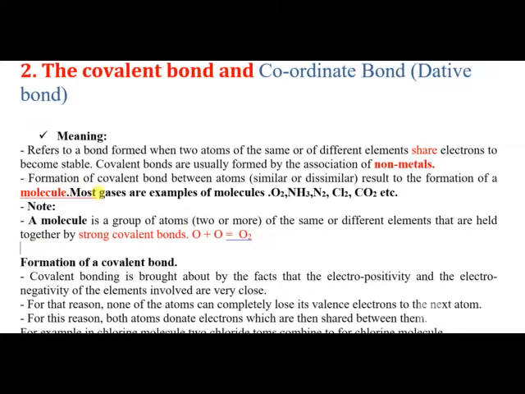So most gases are examples of molecules. Very correct. Most gases: oxygen is a gas, ammonia is a gas, nitrogen is a gas, chlorine is a gas, carbon(IV) oxide is a gas, and so many other gases are molecules. Therefore, they form covalent bonding. So when you are asked what is the bond between this compound, you don't have to think twice. Nitrogen is a non-metal. Hydrogen is a non-metal. Therefore the bond is covalent.